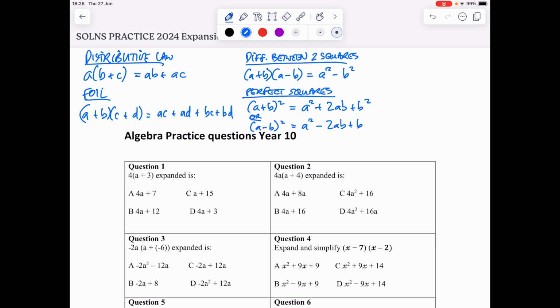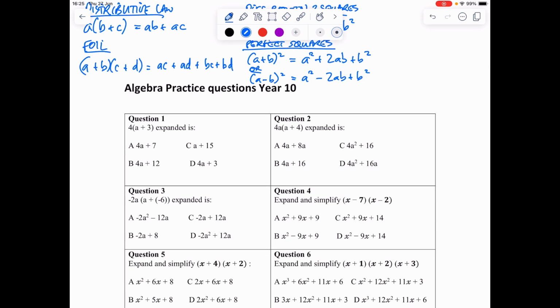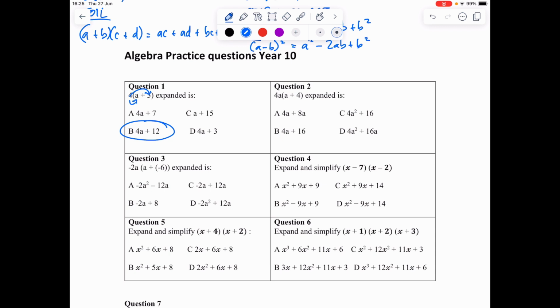Let's do it. For 4(a + 3), that's distributive law. 4 times a plus 4 times 3. 4 times a is 4a, 4 times 3 is 12, so that's the answer. 4a times a is 4a squared, so it's either c or d. 4a times 4 is 16a, so 4a squared plus 16a.